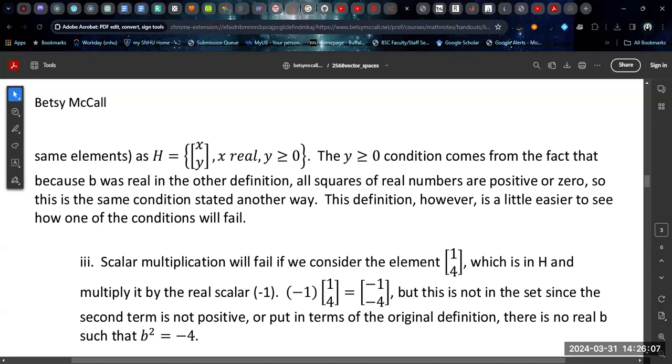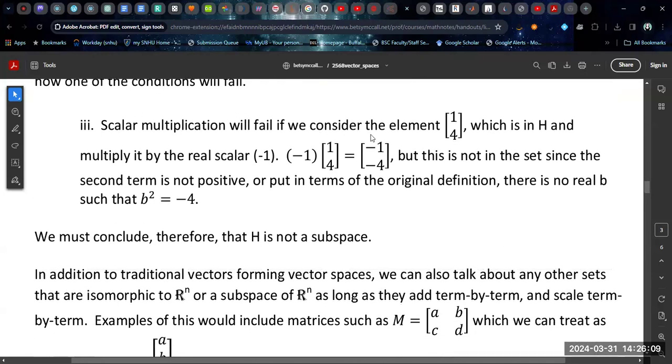So let's consider scalar multiplication. If we consider the element 1, 4, which is in H, and multiply it by the real scalar -1, we get -1, -4. But this is not in H because B squared equals -4 does not have a B value that can be real. There's no real B that can make this true. So therefore, we have to conclude that this is not closed under scalar multiplication, and therefore H is not a subspace.